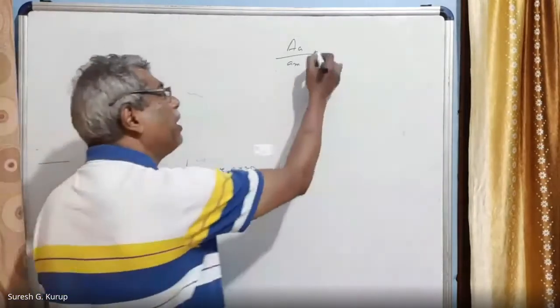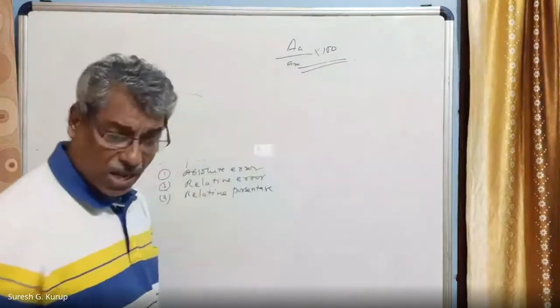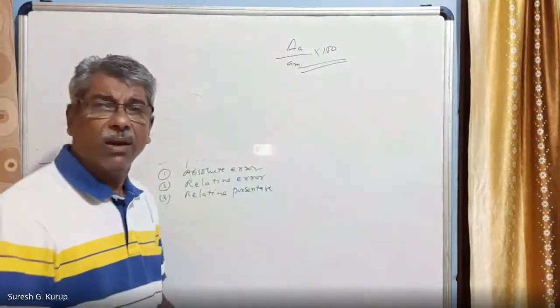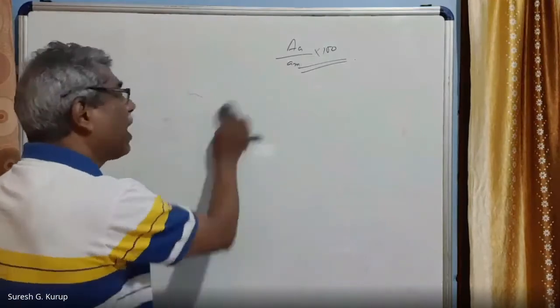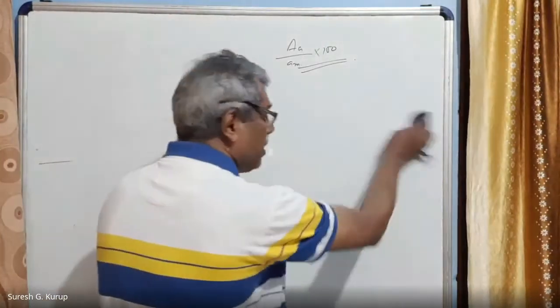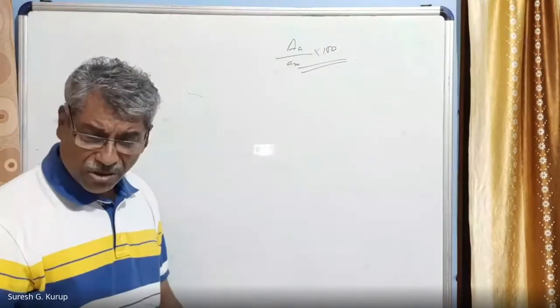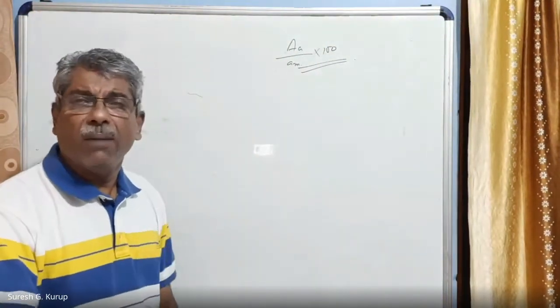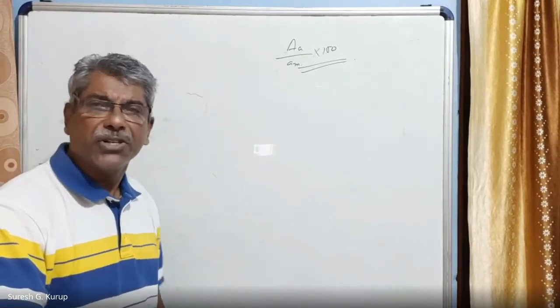This into 100 is what is called relative percentage error. Relative error is also called fractional error. Next is combination of errors. Combination of errors means when two quantities are combined by addition, subtraction, division, and multiplication.